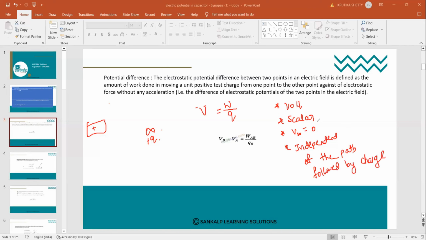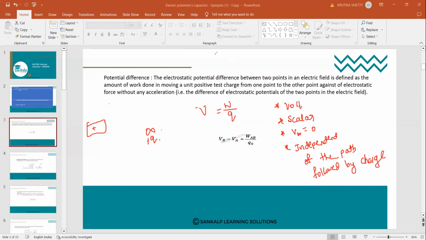So these are the 5 points regarding electric potential. Remember, electric potential is given by work done per unit charge. The SI unit is volt. It is a scalar quantity. At infinity, the electric potential value is 0, and it is independent of the path followed by the charge. So note down whatever points you require.